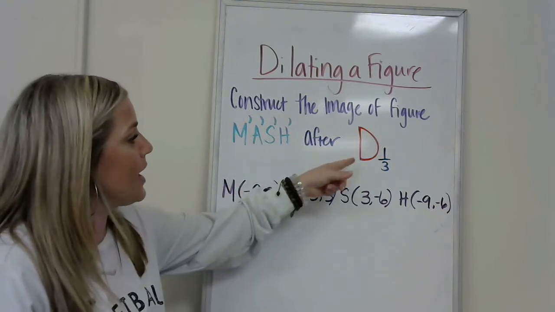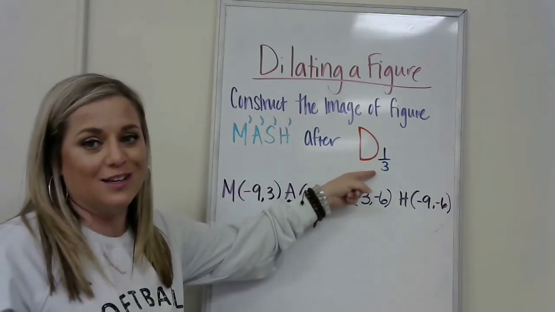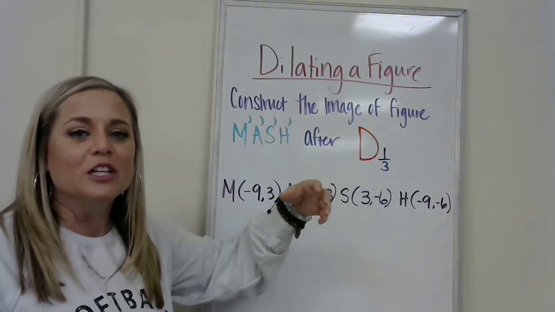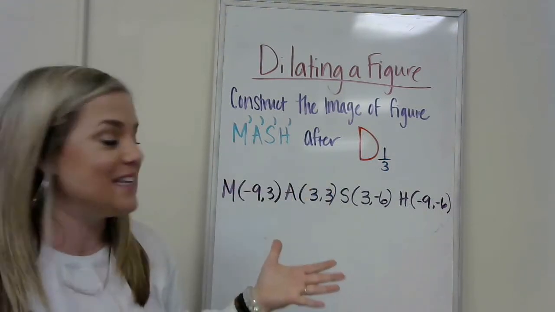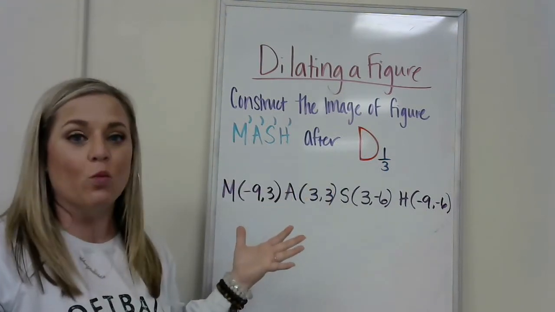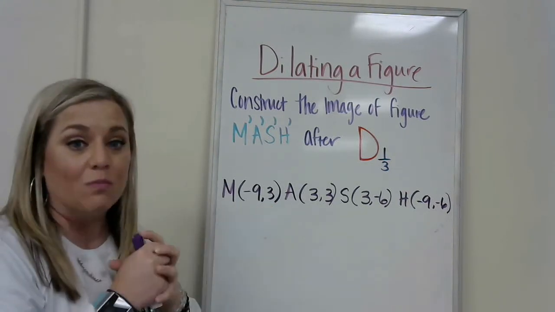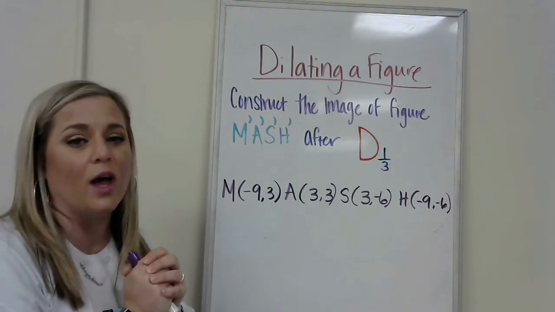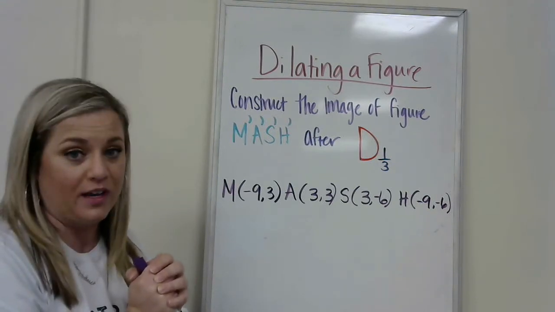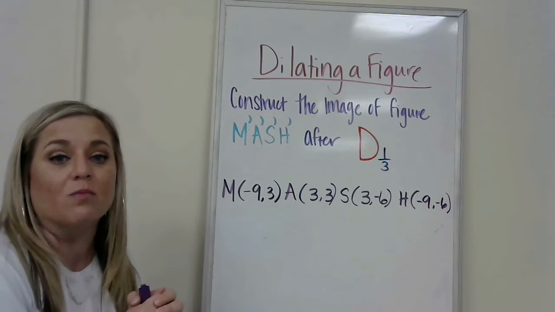And if you look, our scale factor, our dilation, is 1/3, okay? So this is less than 1. This is telling me that my figure is getting smaller, okay? 1/3 is smaller than the number 1, and so it's getting smaller.